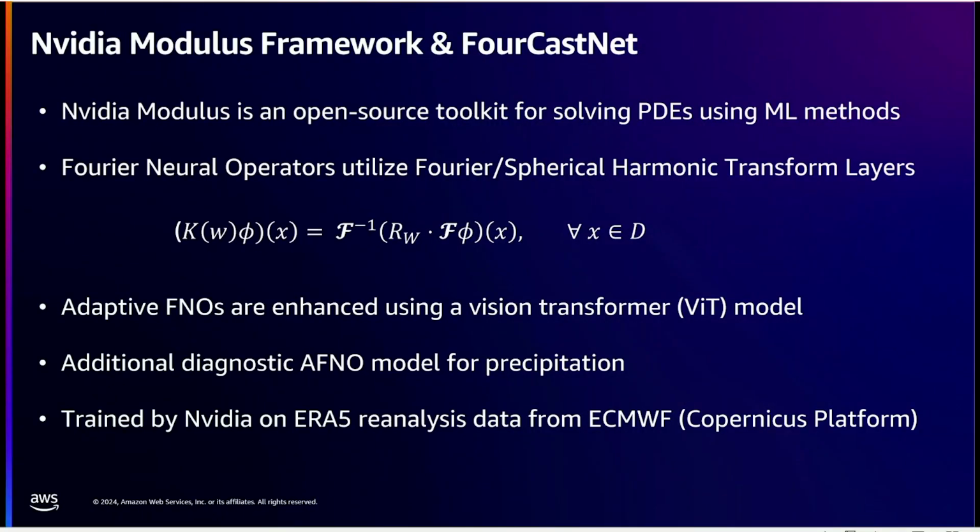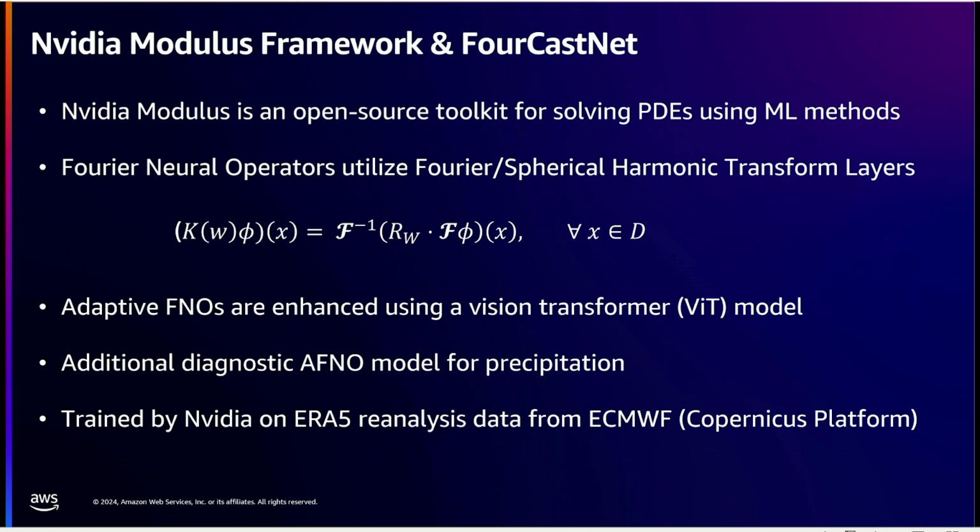If you were to solve this in a 2D domain, you can also solve it on a sphere. A spherical harmonic transform analogously applies. Adaptive Fourier neural operators are enhanced also using another method. For example, you could use a vision transformer, which is what is being used right now in AFNOs. And there is a distinction between the variables that are called diagnostic, which is really downstream, and precipitation is something that comes out of the model.